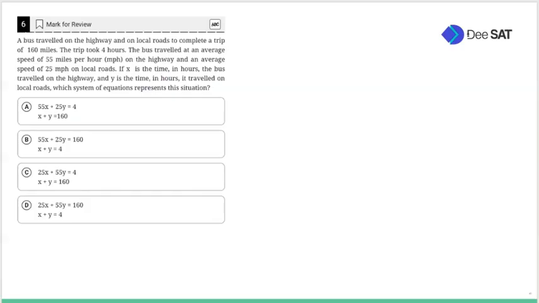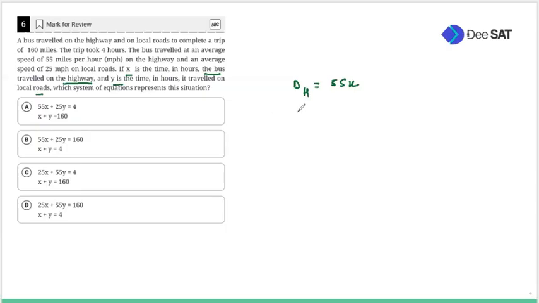The variables are already defined in the question: x is the time in hours the bus traveled on the highway, and y represents the time traveled on the local roads. First, let's understand: the bus travels at an average speed of 55 miles per hour on the highway for x hours. That means the distance covered by the bus on the highway should be equivalent to 55 times x, right?